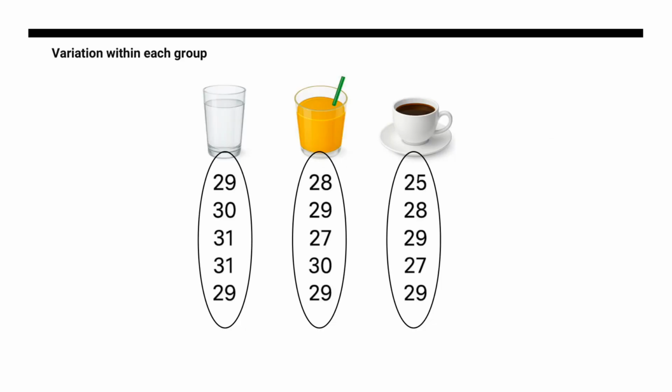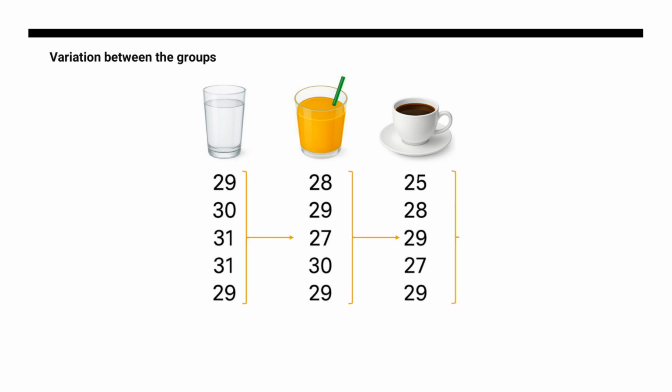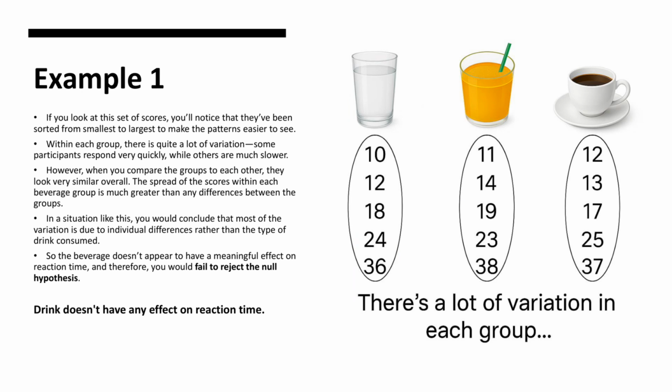To simplify this idea, within-group variation represents individual differences and randomness. Between-group variation represents the effect of the beverage. ANOVA asks a very simple but powerful question. Are the differences between group means larger than what we would expect from random variation alone? Let's now look at example 1.